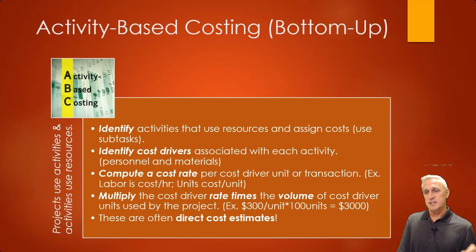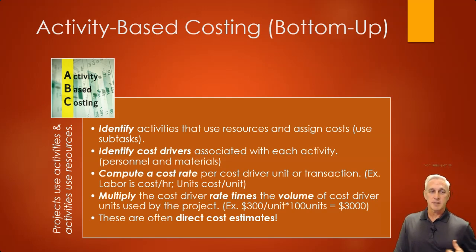So there are the activities that use your resources, and you assign costs to these. So we'll assign a cost by activity as we go. We'll also look at what the biggest cost drivers are. Is it personnel? Is it our labor? Or is it materials? What is it in each activity that drives the cost? Then we can compute a cost rate. Then we can multiply the rate times the volume of the cost driver, whatever that is. Maybe it's $300 per unit times 100 units. That tells us how much that costs.